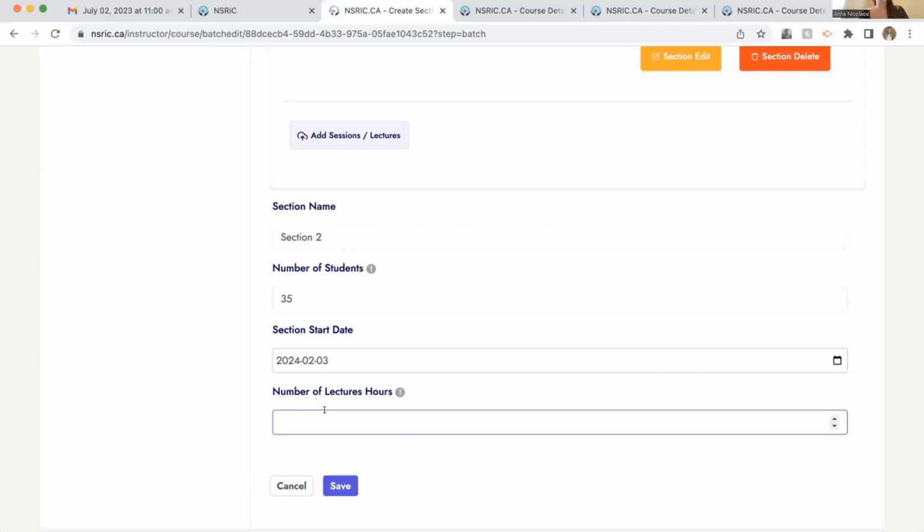I'm sure most of you don't expect the students to just show up for the lectures and have that be it, right? You probably expect them also to do something and to actually apply what they've learned. So this for lecture hours is just the number of lecture hours. Given that the total number of hours for this course was 110, I'm going to say, okay, let's do 80 lecture hours. And the rest of the hours can be them doing other things related to the course. Then I'm going to click save.